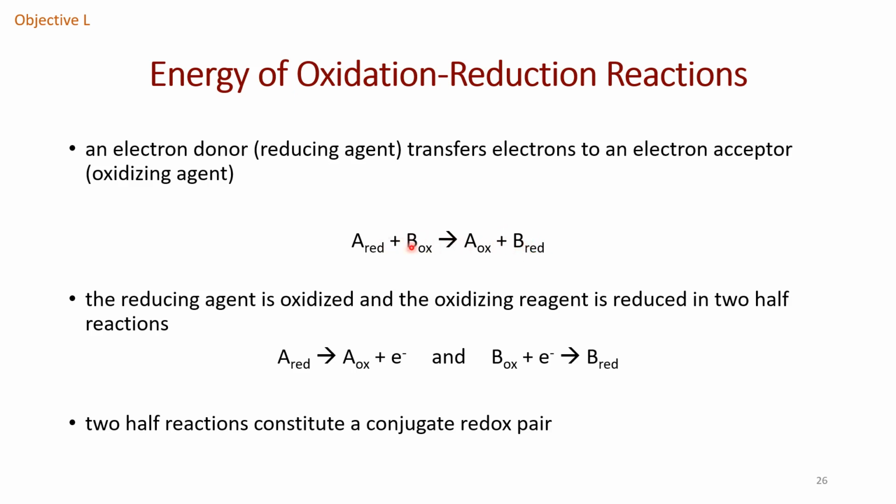So you can break these things into two half reactions where you say a reduced molecule is going to become an oxidized molecule plus an electron, or an oxidized molecule plus an electron can become a reduced molecule. And that's typically what the MCAT will work with, these kind of things here. But the two half reactions go on at the same time.